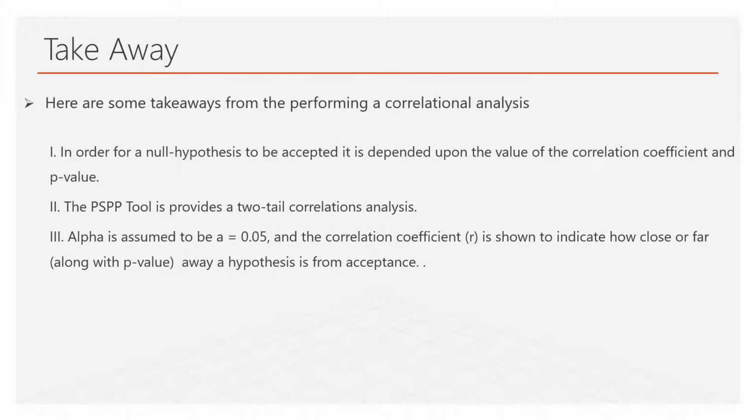So some takeaways here are, in order for a null hypothesis to be accepted, it is dependent upon the value of the correlation coefficient and p-value. The PSPP tool provides a two-tailed correlation analysis. And alpha is used as a constant of 0.05, and a correlation coefficient is shown to indicate how close or far away a hypothesis is from being accepted, along with its p-value.